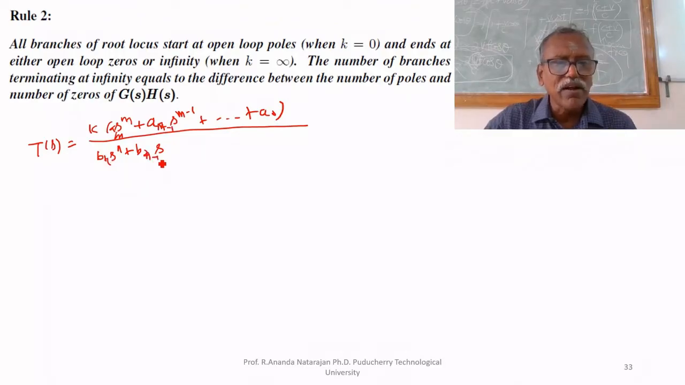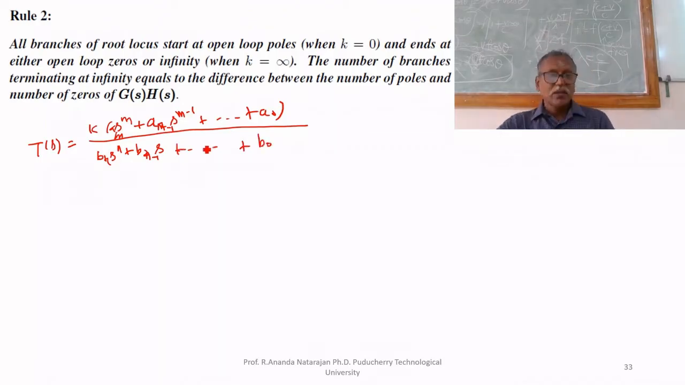Bn minus 1, etc. plus etc. So B0, up to B0 it will come. So what is the order of the system? Order is N. How many poles for this? N number of poles. How many root locus branches? N number of root locus branches. But where it will start when K equal to 0, that we have to say.